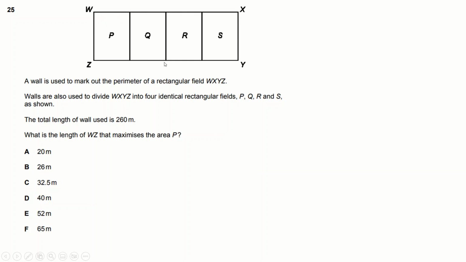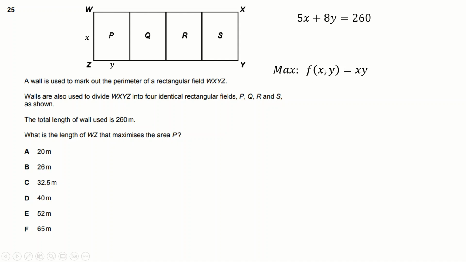So we've got a field marked in here. All of these distances are the same because they're identical. So if I call this length x, then I'll call this length y, and the total length of wall is 1, 2, 3, 4, 5 x's plus 1, 2, 3, 4, 5, 6, 7, 8 y's.